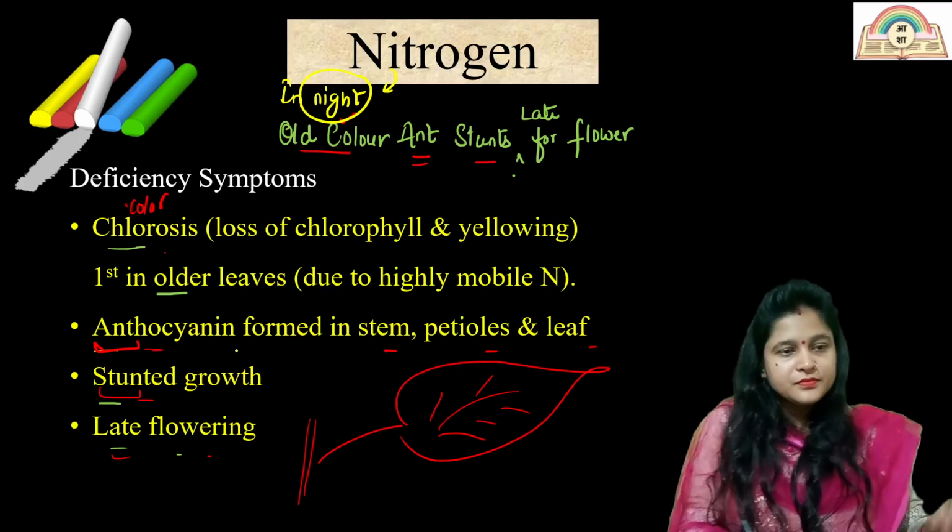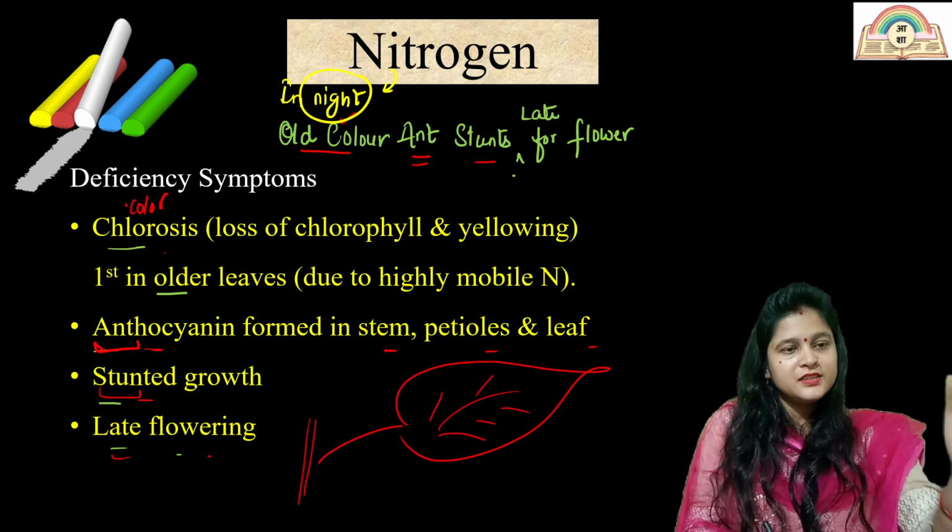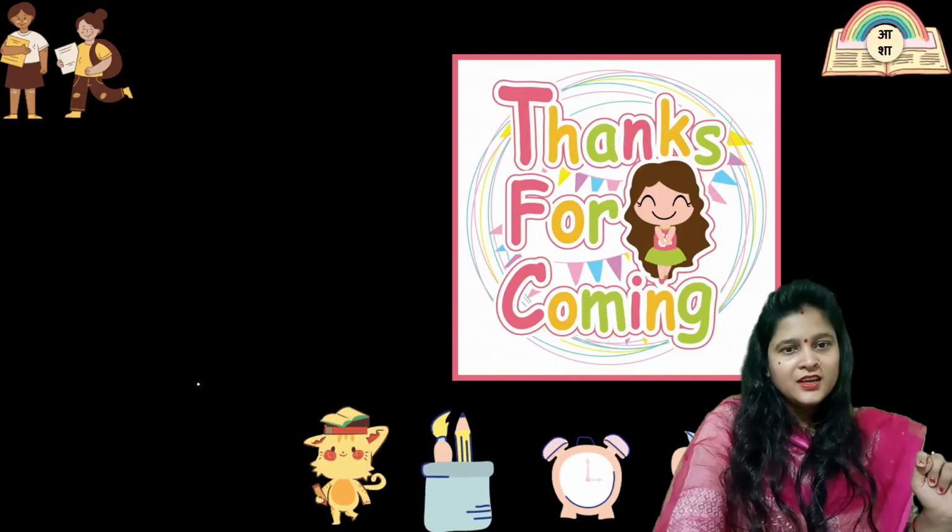Okay. Anthocyanin is formed, the growth is small, stunted, flowering is late in plants, and chlorosis in old leaves.